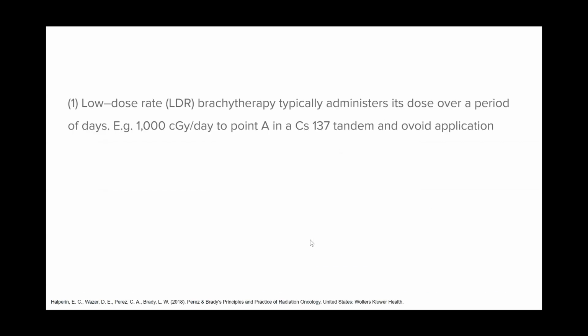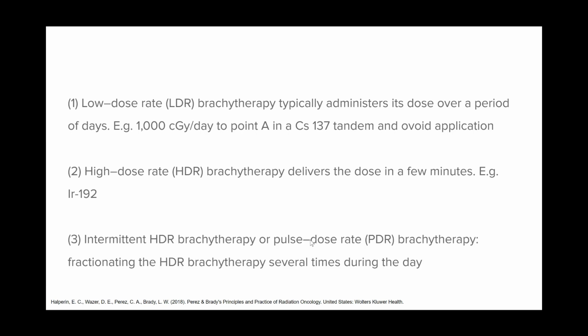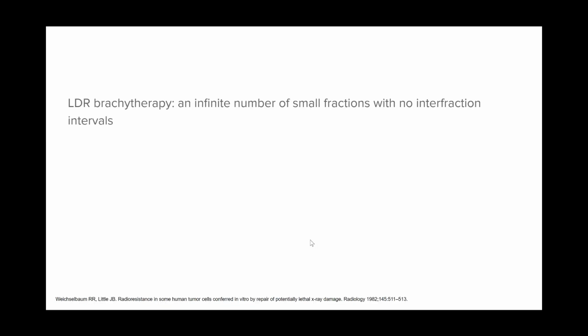Low dose rate brachytherapy is basically administered over a period of days, while high dose rate is given in a few minutes. Low dose rate is usually given by cesium-137, while high dose rate by iridium-192. Intermediate or pulse dose rate brachytherapy is basically fractionated high dose rate only. You can give it several times a day. Now, low dose rate brachytherapy can be considered as an infinite number of small fractions with no interfraction interval. There is basically continuous exposure to irradiation.